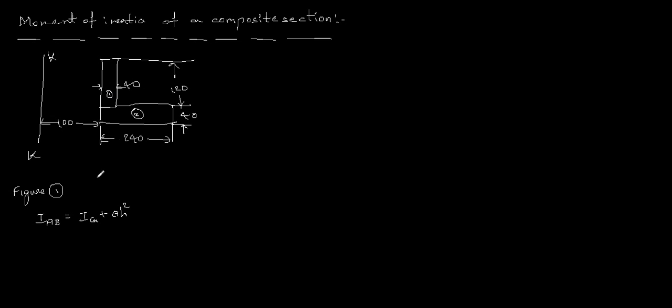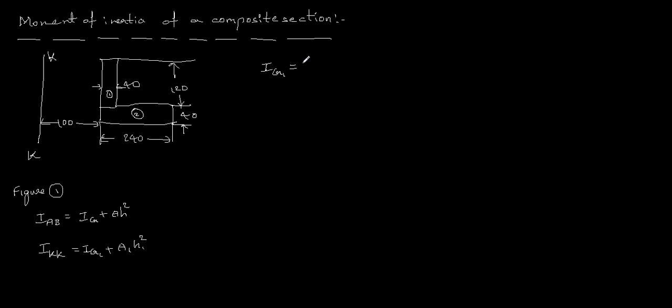We need to apply this parallel axis theorem to both sections. By summing the two moments of inertia we get the moment of inertia of the whole composite section. So for figure 1 I need to apply this equation. To get the moment of inertia with respect to the KK axis, we need to find Ig1, the moment of inertia with respect to the center of gravity of the first rectangle, and A1, the area of the first rectangle, and h1, the perpendicular distance between the parallel axis and the center of gravity of the figure we are considering. So first we need to find Ig1, the moment of inertia with respect to the center of gravity of the first rectangle.